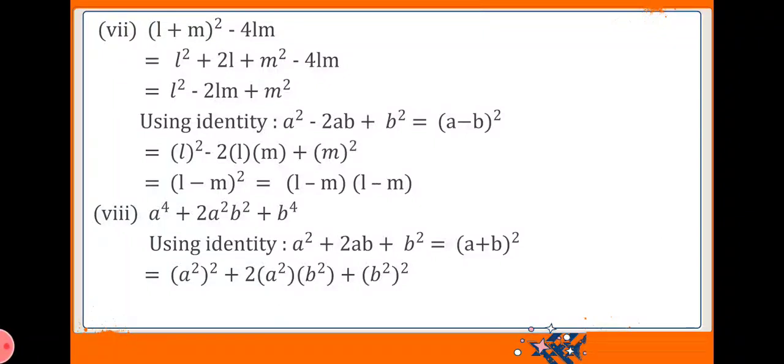b raised to 4 is the perfect square of b square, that is b square whole raised to square. So this is the perfect square of a square plus b square whole square, that is equal to a square plus b square into a square plus b square.